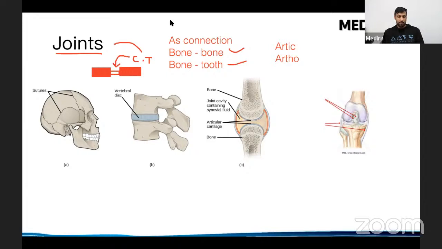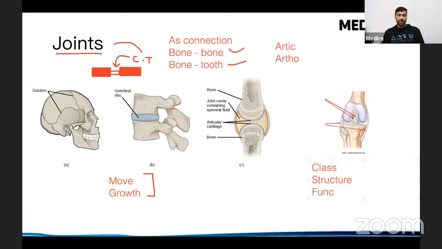Now, let's talk about the function of joints. Joints function for movement and also for growth. Believe it or not, joints also have a role in growth, and they can facilitate growth as well. We're going to discuss this in a bit more depth later. These are the two functions you should be aware of. Now, in terms of classification, how do we classify joints? We can classify joints based on their structure or their function.